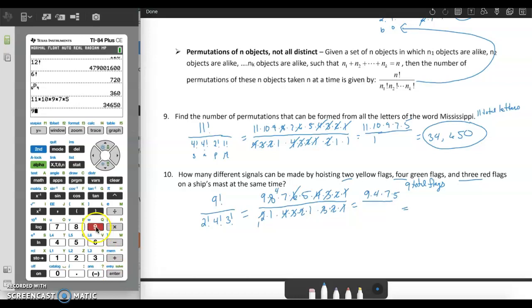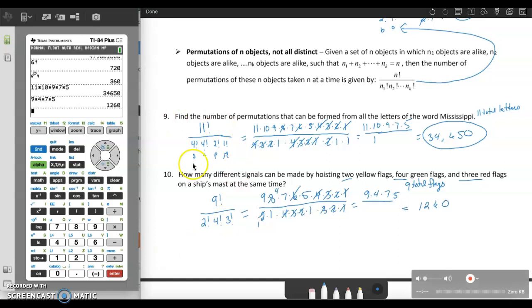So that's when I'm going to choose to go to my calculator. 9 times 4 times 7 times 5. And I get 1,260.